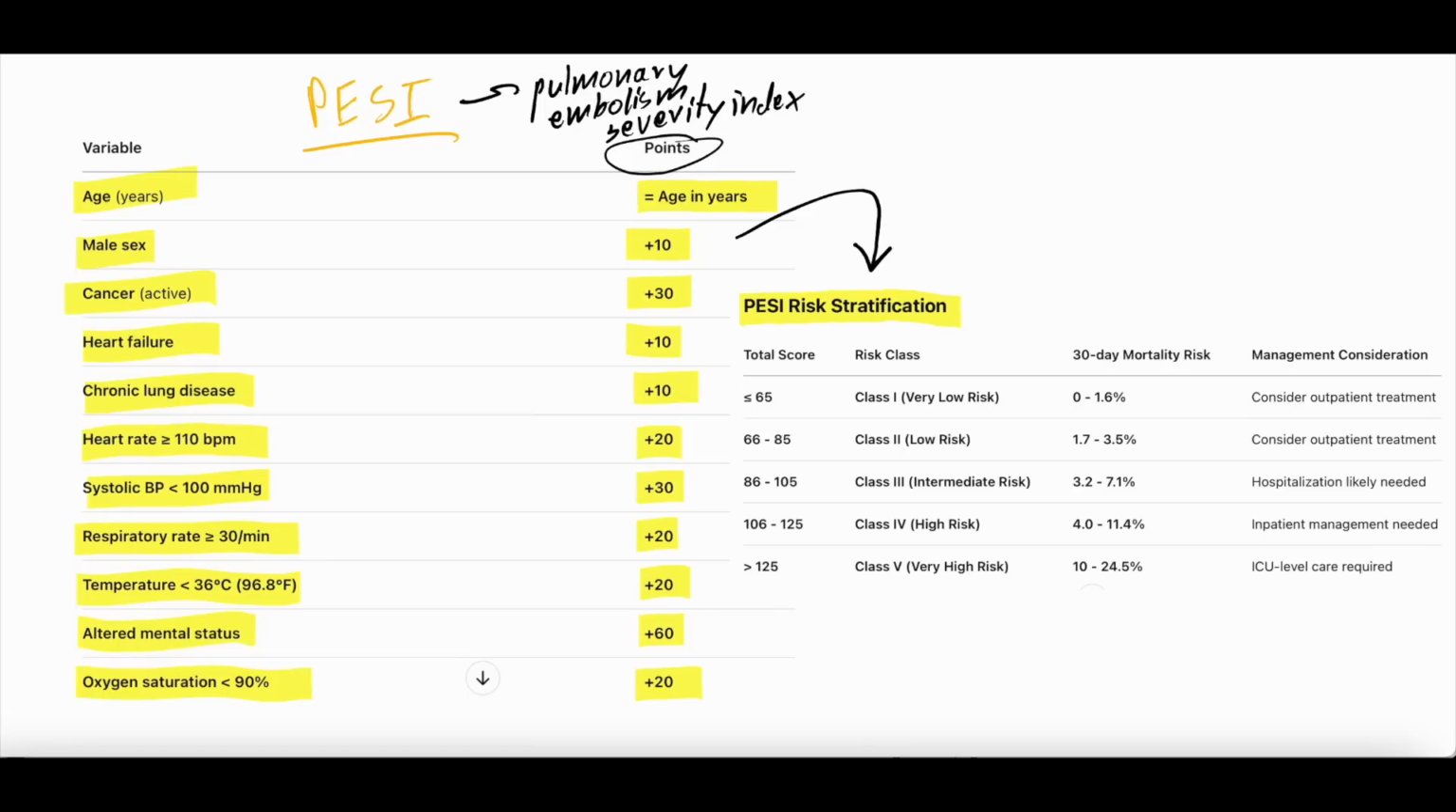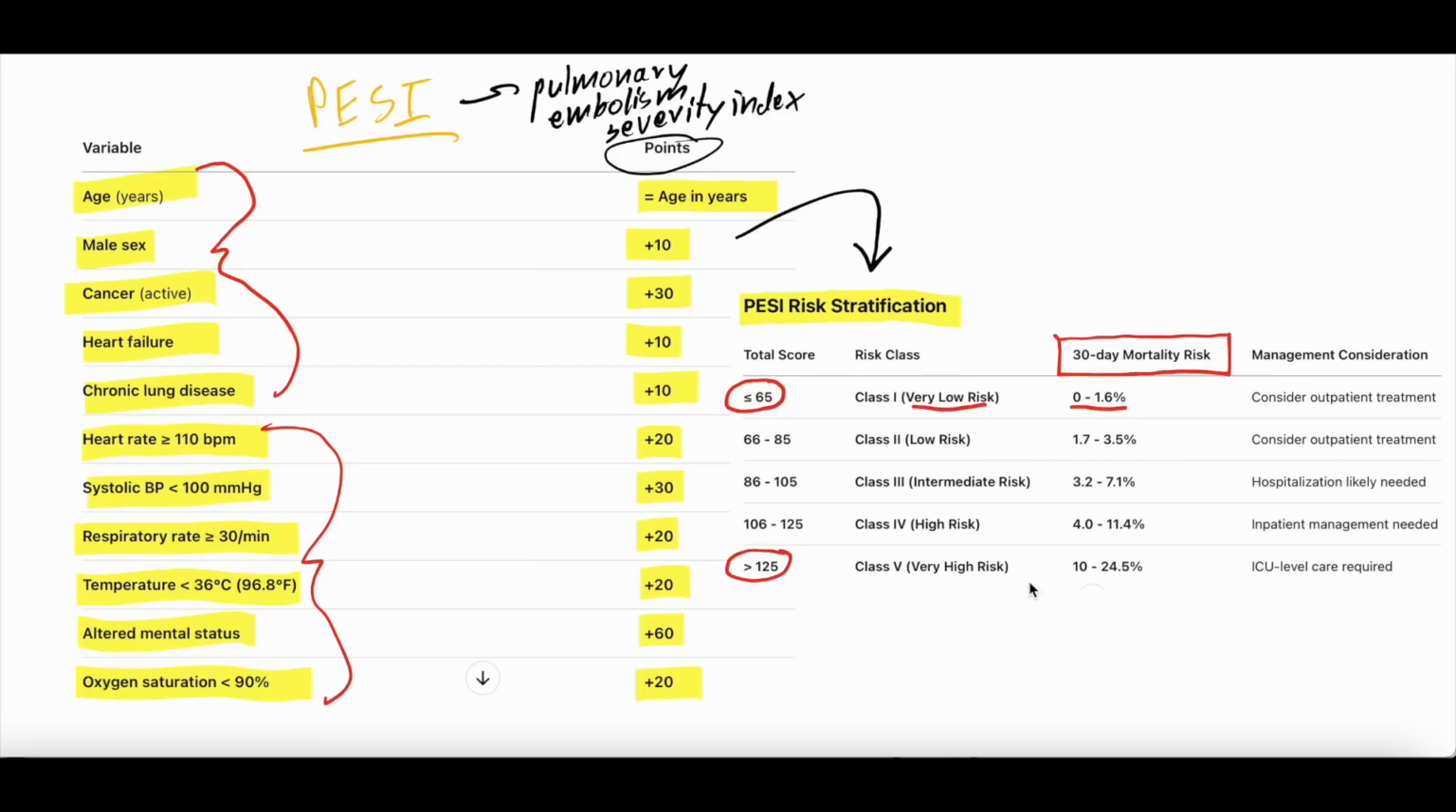So you can see the PESI score is divided up somewhat into patient characteristics and previous diseases, and then into kind of clinical features. And the score then helps you predict the 30-day mortality risk, or how likely someone is to die within 30 days. If you have less than 65 points on the PESI score, that's very low risk, and your mortality at 30 days is 0 to 1.6%. Whereas if you have more than 125 points on the PESI score, that's very high risk, and your mortality at 30 days is up to 25%.